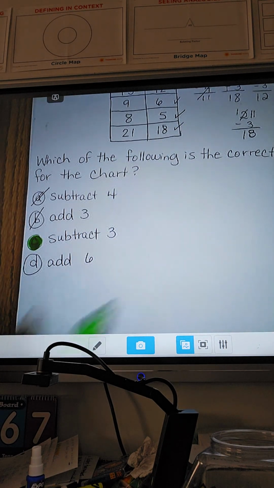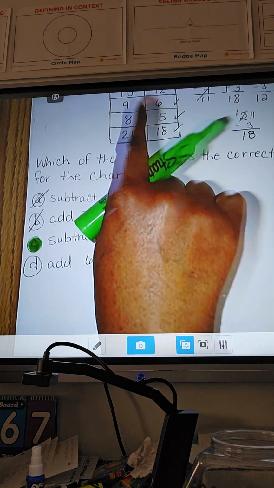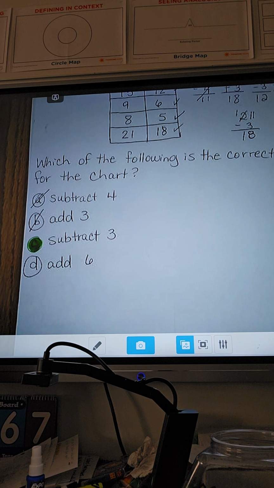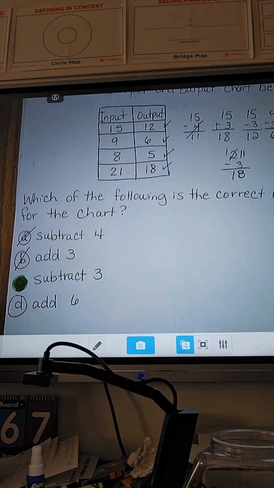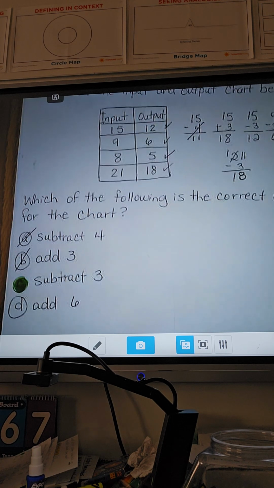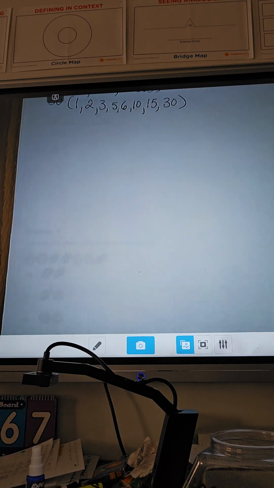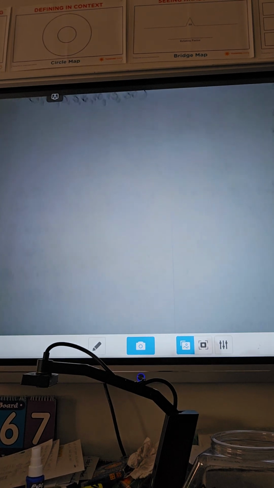Okay, these are my answer choices. And I know it's not add 6 because 15 plus 6 can't be 12. All right. Parents, after they go through this, you can try some more of these. Write the question over and give them a chance to solve it with another number. All right, so that is pretty much the review for tomorrow.